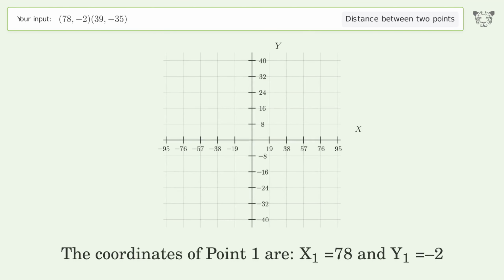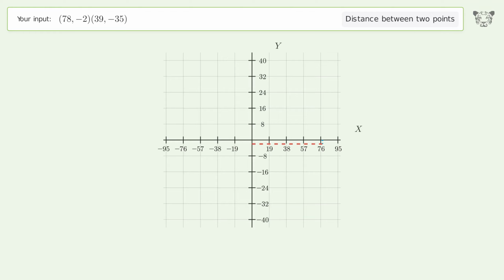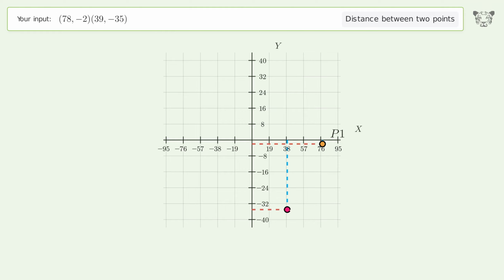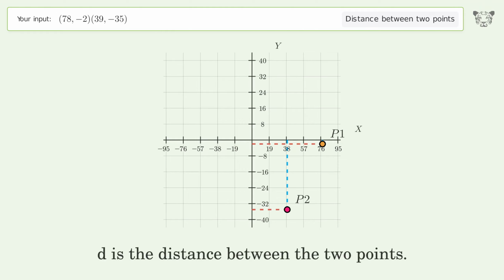The coordinates of point 1 are, x1 equals 78 and y1 equals -2. The coordinates of point 2 are, x2 equals 39 and y2 equals -35. D is the distance between the 2 points.